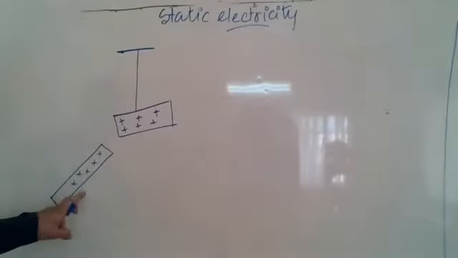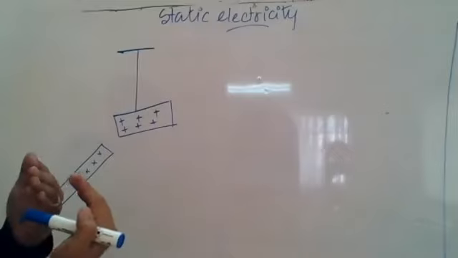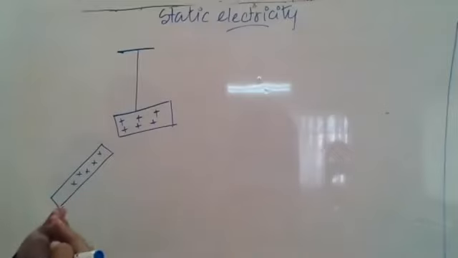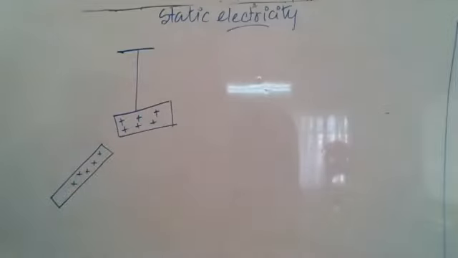Now if I bring this one closer to this one, what do you expect? What will happen? Definitely there will be repulsion. Why? Because same charges repulse each other, like a boy repulses a boy and a boy attracts a girl. We can understand using this analogy also.